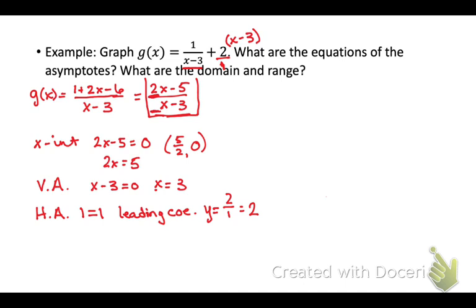Where did you get the 2? The leading coefficient of the numerator. Is that the big number plus 2? Are you using not the 2x minus 5 and x minus 3?